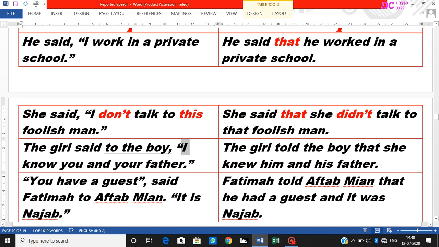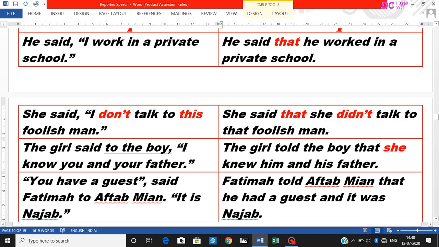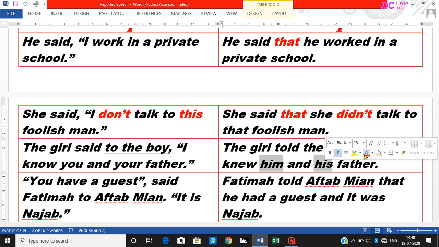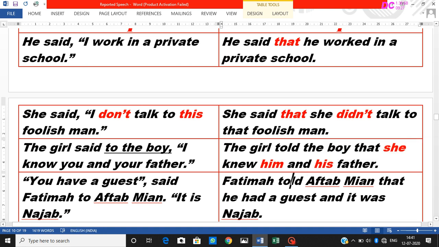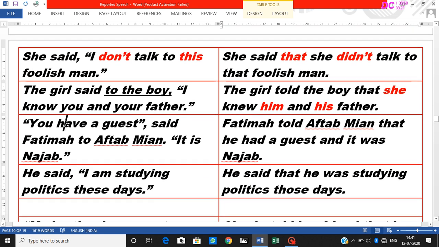The girl told the boy that she knew him and his father. Knew is the second form of know, so present simple becomes past simple. Him and his father, these pronouns we changed. I am highlighting these changes rather. So she knew him and his father. Now the next example.